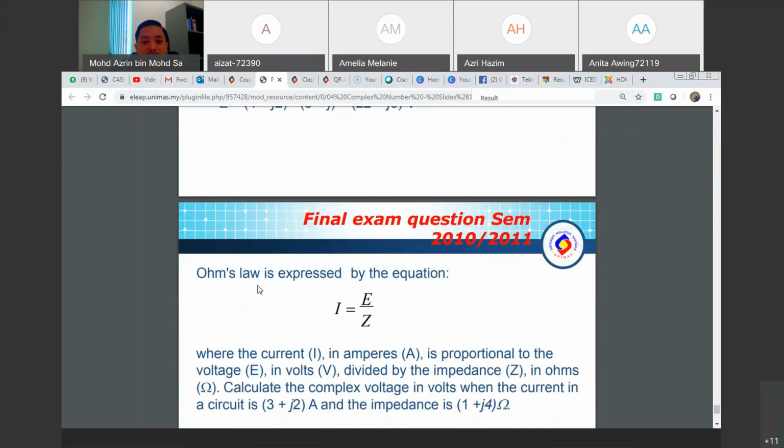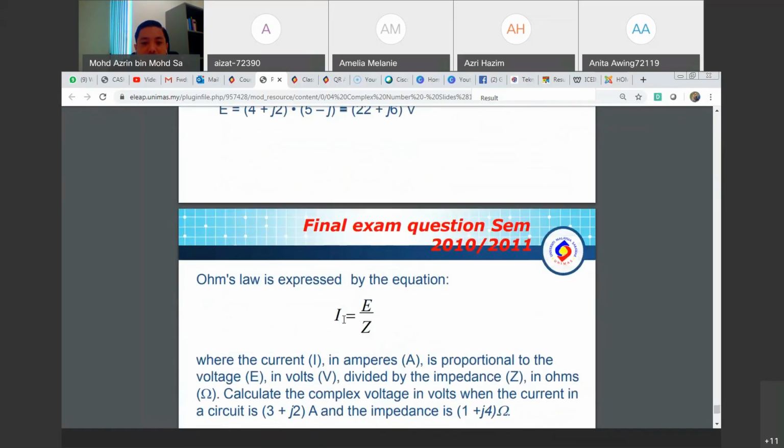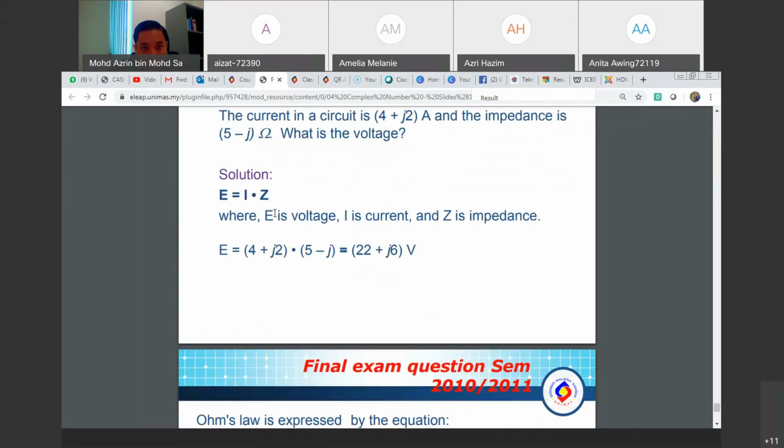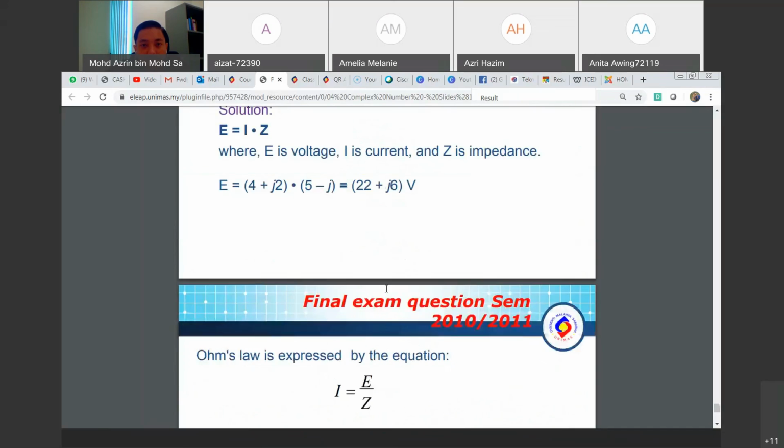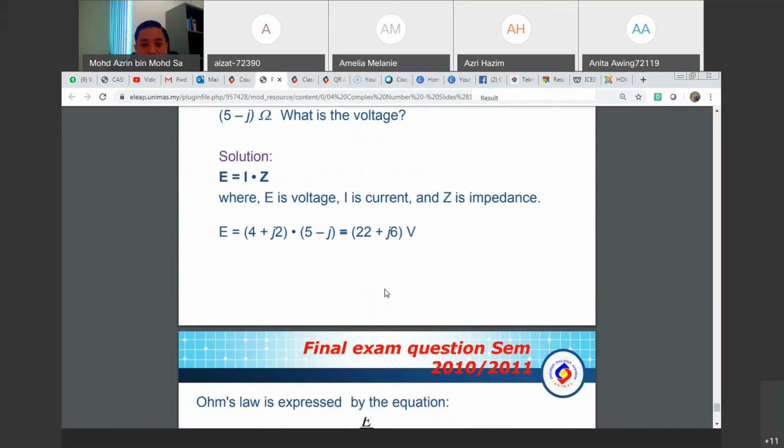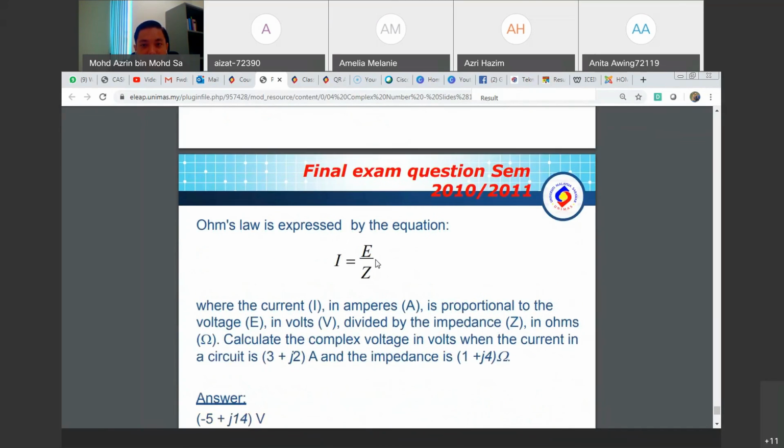Okay, kalau ohm law expressed in the equation, ohm equal to voltage divided by current. Sorry. Balik. I is current kan. Current equal to apa ni? Is voltage divided by impedance.